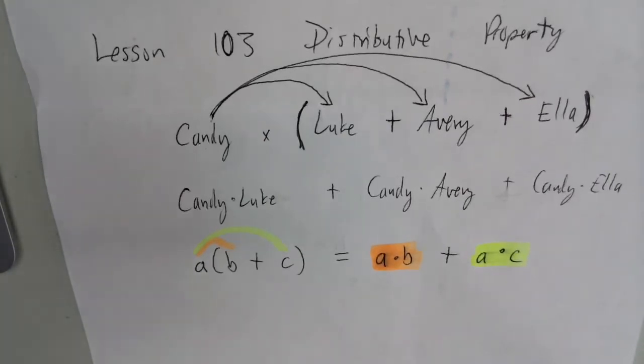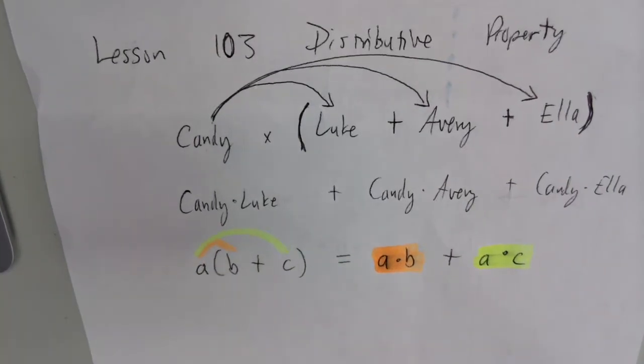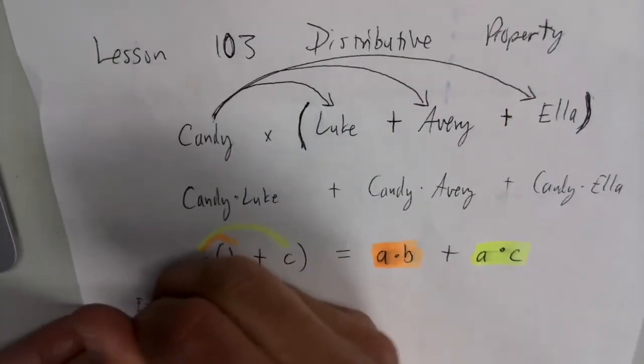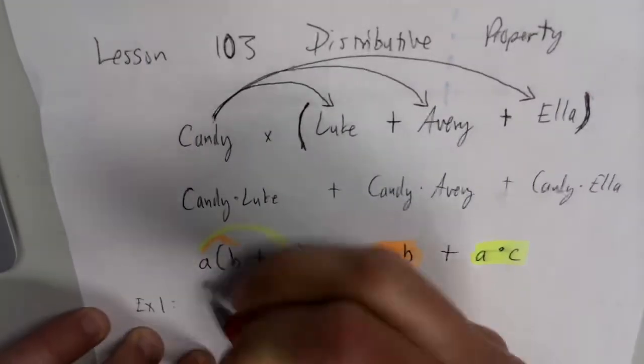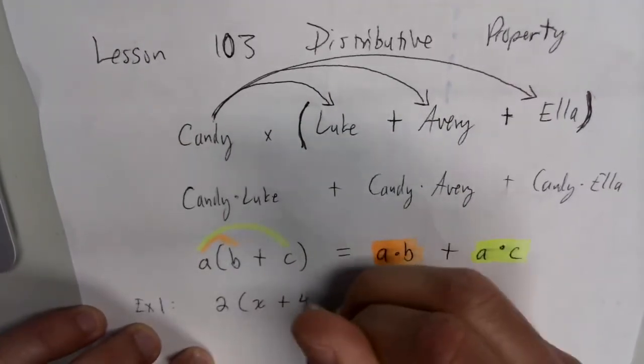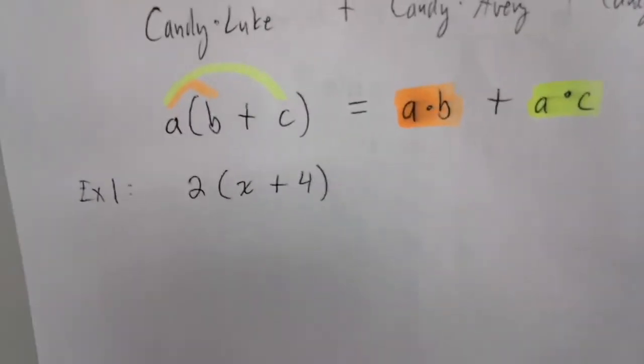So, this is distributive property. I mean, is that all there is to it? Yes. Basically, any number that's multiplying in parentheses has to distribute to each quantity inside the parentheses, okay? So, example 1, we can do something really basic. We can say 2 times x plus 4.